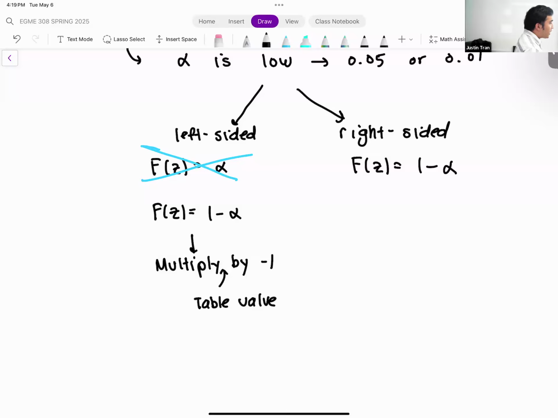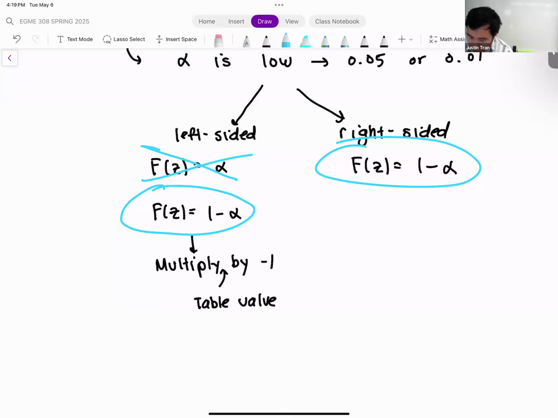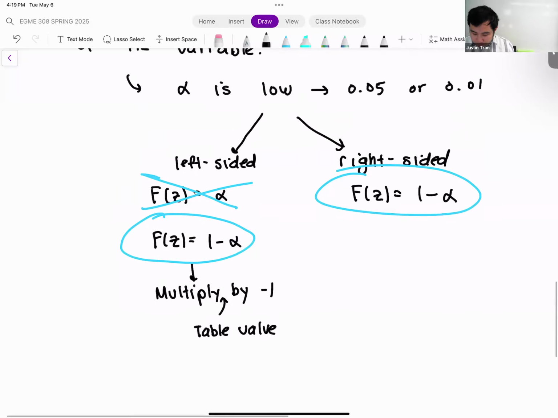So for both the left-sided and right-sided alternative, I think this is something I was a bit confusing about last week, just because I hadn't seen the table in a while. Whether you're doing a left-sided alternative or a right-sided alternative, in both cases you're going to compute 1 minus alpha. Okay. It's just that for the left-sided alternative, you have to do an extra step of multiplying by -1 whatever you get from the table. Okay. But in both cases, you're going to need to compute 1 minus alpha. Okay, good.